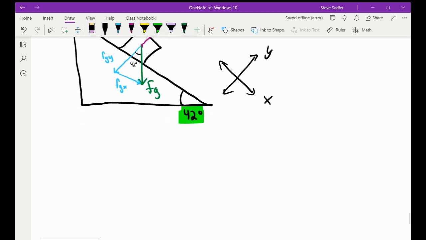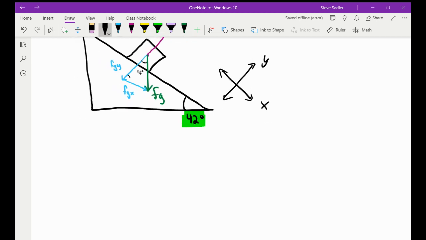So we can do some trig on this. This is our right angle right here. So that means our green FG is the hypotenuse. That means our FG of x is the opposite, and FG of y is the adjacent. And we know the angle is 42.